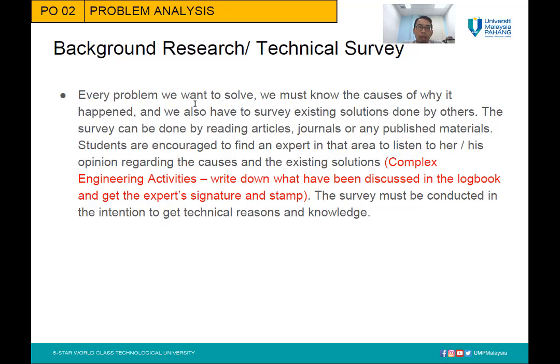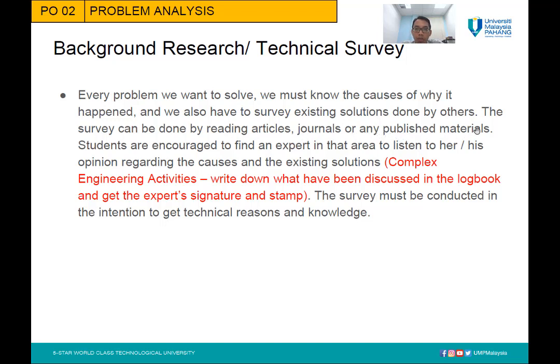Okay, every problem that we want to solve, we must know the cause of why it happened, and we also have to survey the existing solutions done by others. Some of the problems are not new problems. There must be someone who has tried to solve this problem. So try to look at what the cause of that problem is and what solutions have been proposed and done by others. The survey can be done by reading articles, journals, or any published material.